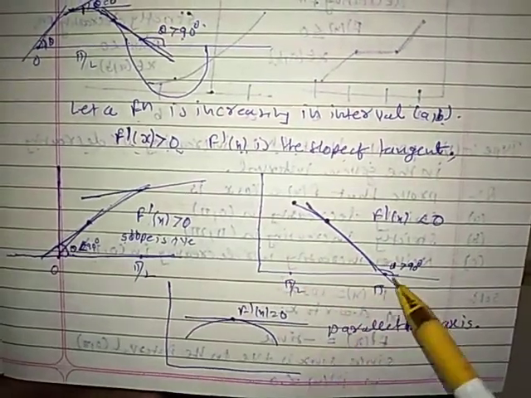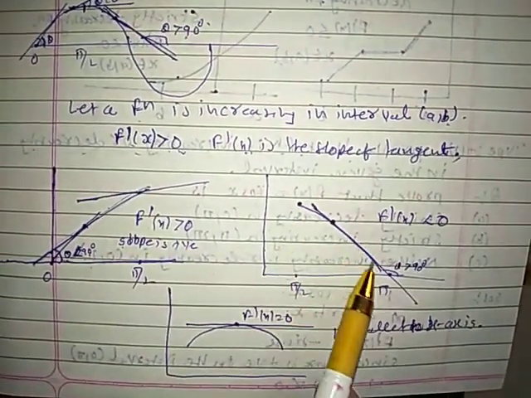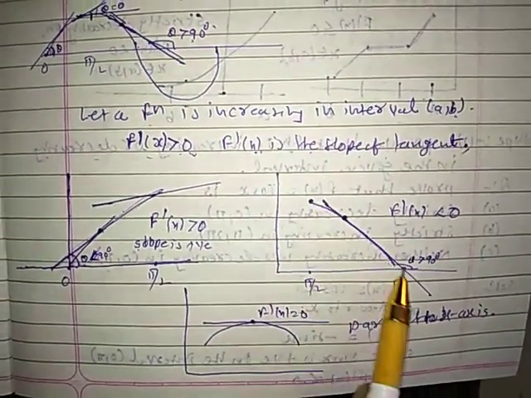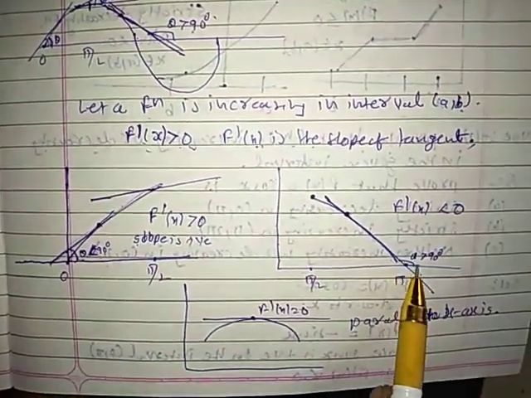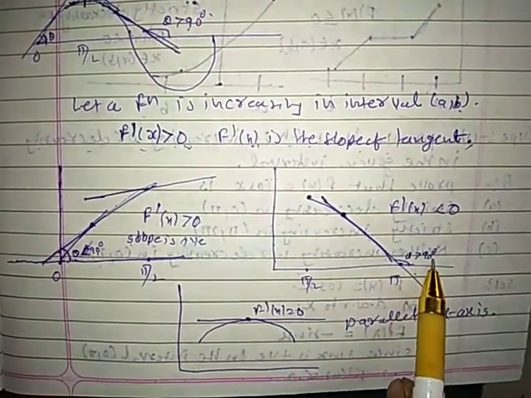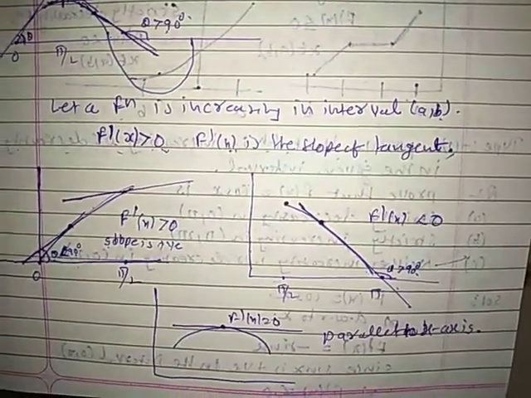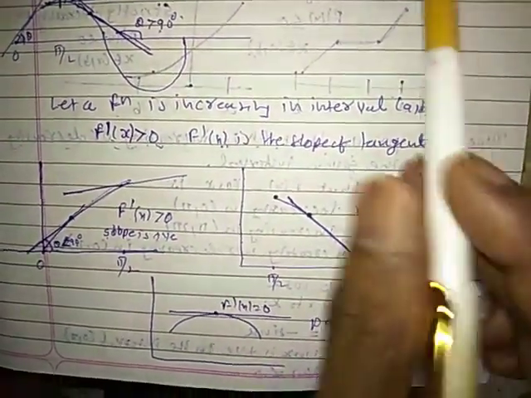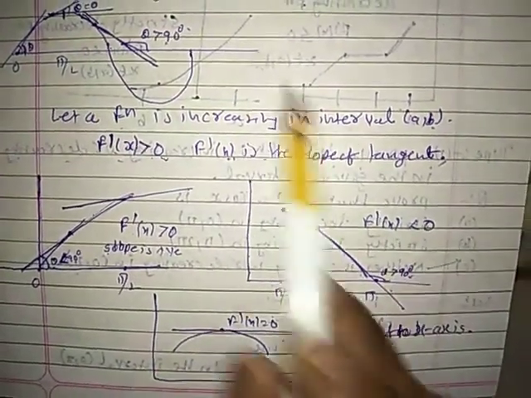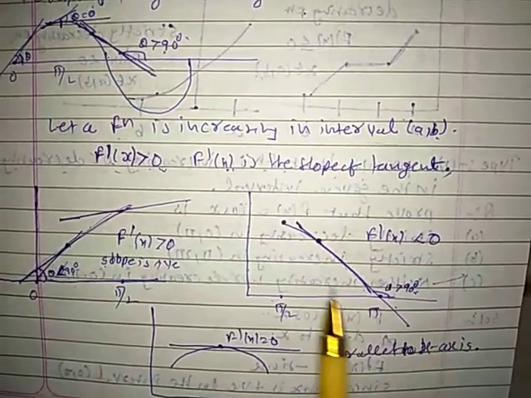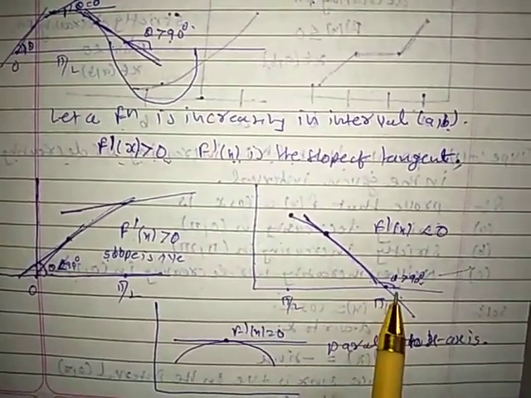Say from pi by 2 to pi, draw a curve like this. Take any point and draw the tangent. This angle is greater than 90 degrees, so f dash of x is less than 0. Theta is greater than 90 degrees, but the slope is negative. The slope is negative because it is a decreasing function.